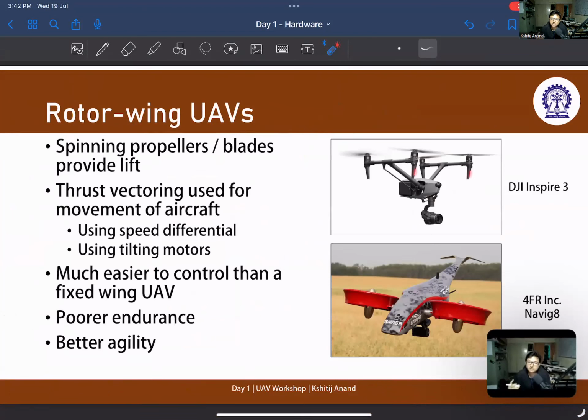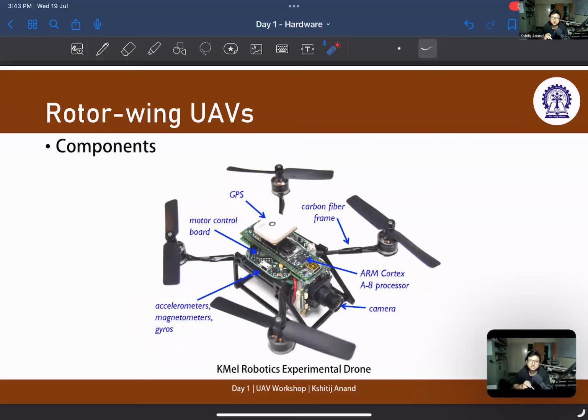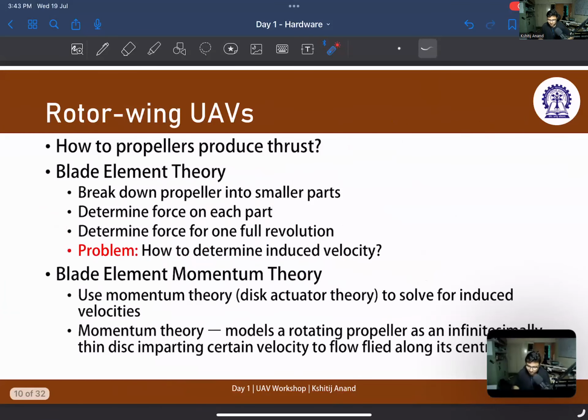So what are the other things that are present there? There has to be a computer on board, a brain on board basically. There can be a camera, there has to be a controller for motors. You need to know the location of your aircraft. You also need to have different sensors to control the movement of your aircraft.